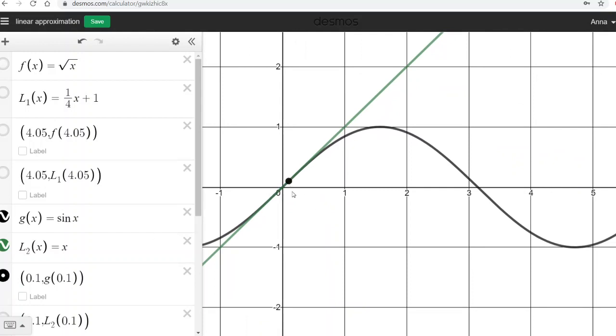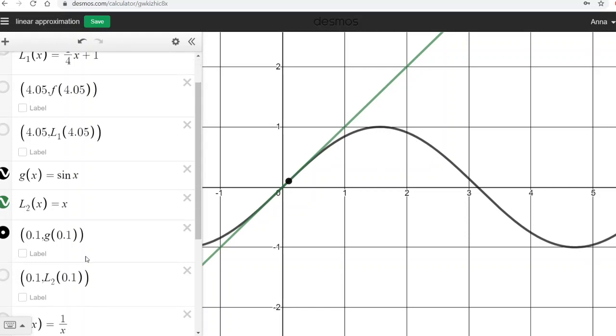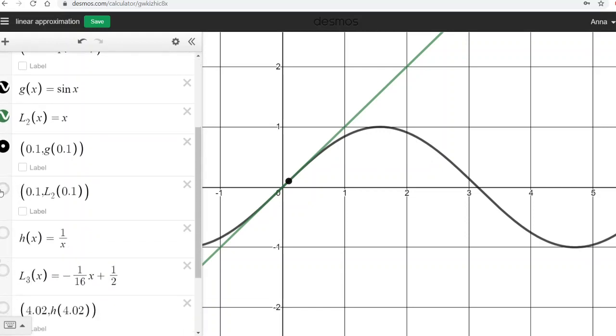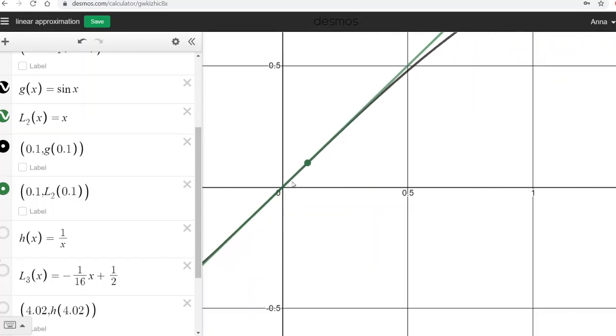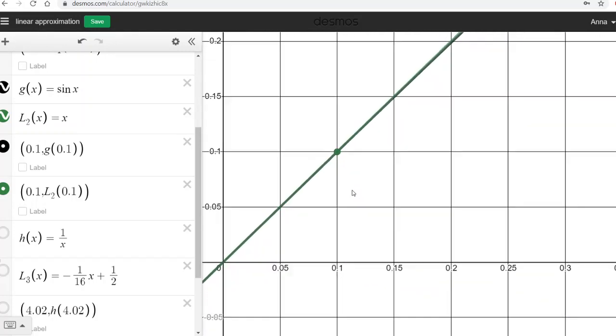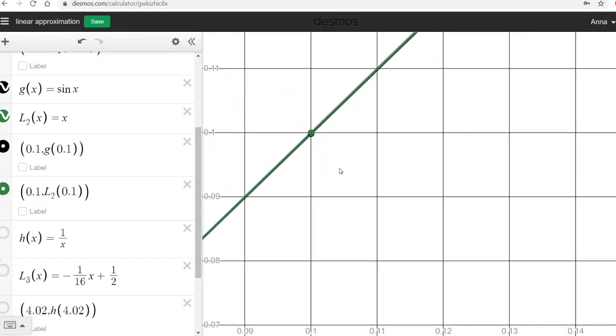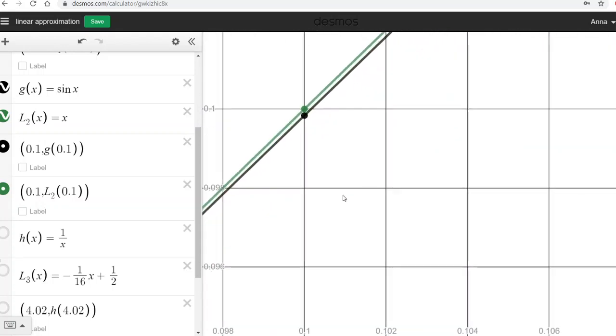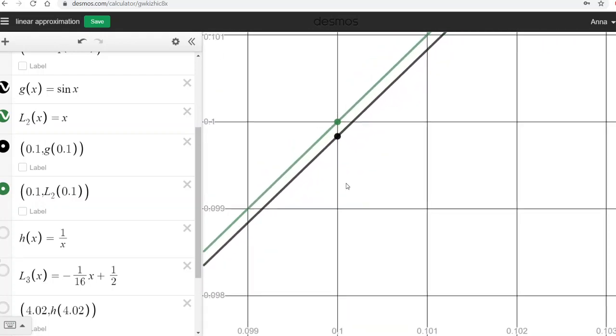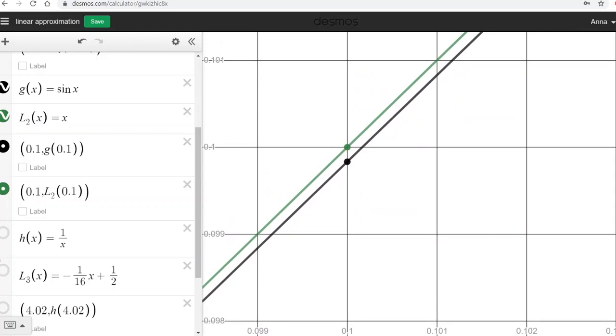That's actually plugging 0.1 into the original sine graph. Plugging that point into the line instead gives you this point, which again, we're going to have to zoom in quite a bit to see that these are actually different. So again, the black dot is the actual value and the green dot is the tangent line. So they're really, really close.